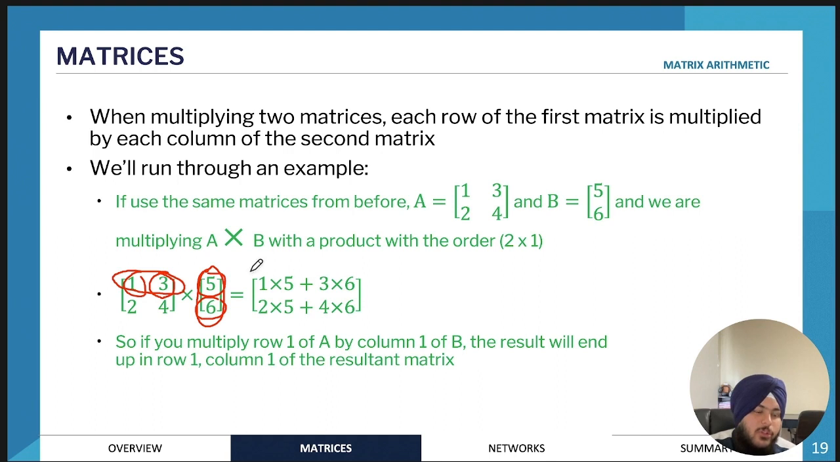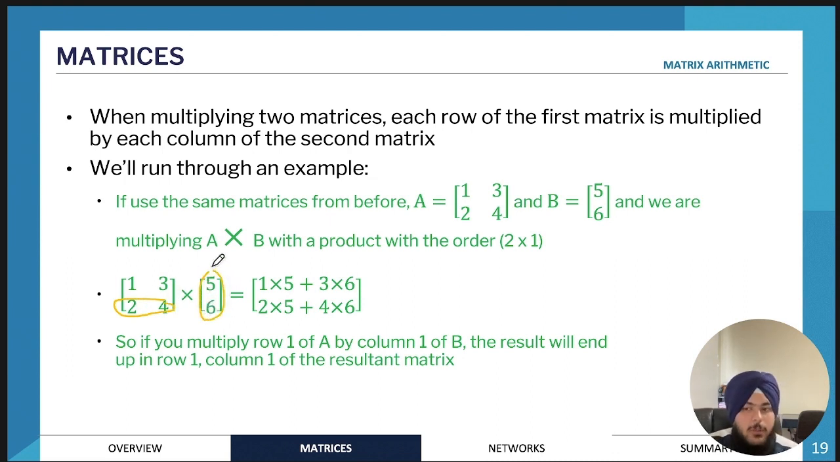And then we add those two together. So 1 times 5 added by 3 times 6. And that becomes the new element in the first row and first column of the product matrix. And then once we've done that, we do the exact same process. So we take the numbers in the second row and then multiply by the numbers in the first column.